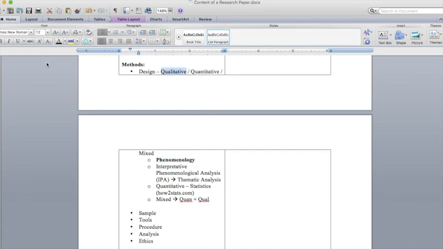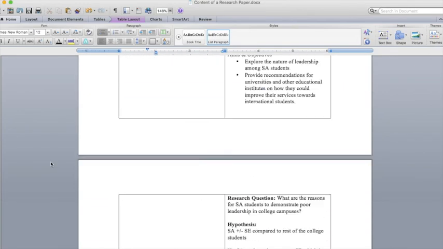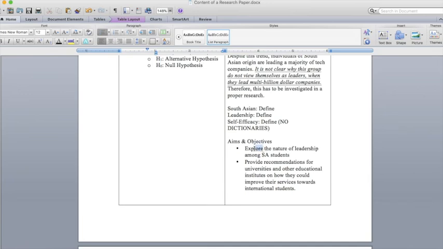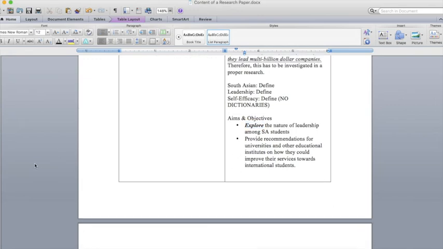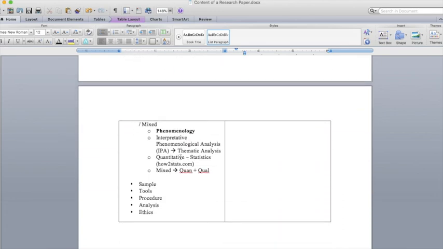Just for the sake of argument, I'm considering a qualitative one because my objective is to explore. If it is a quantitative one, this needs to be investigate. Okay, explore is always a term associated with qualitative studies. That's why I use the word explore here. Okay, so I'm doing qualitative study, phenomenology, right?